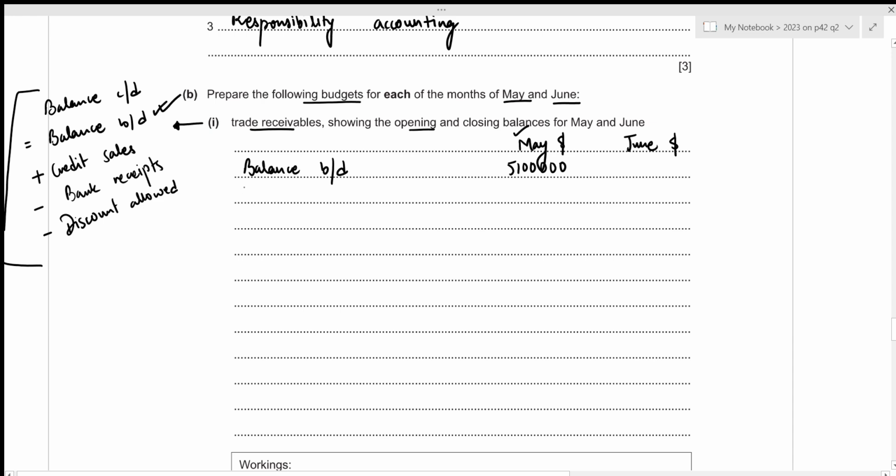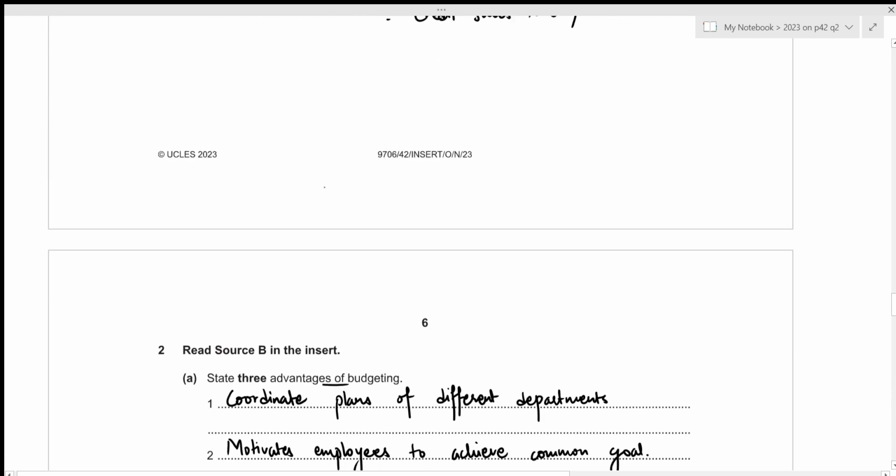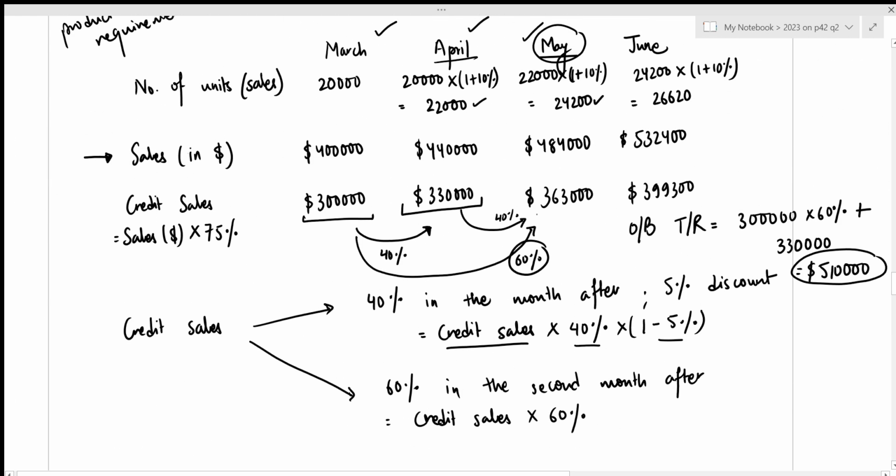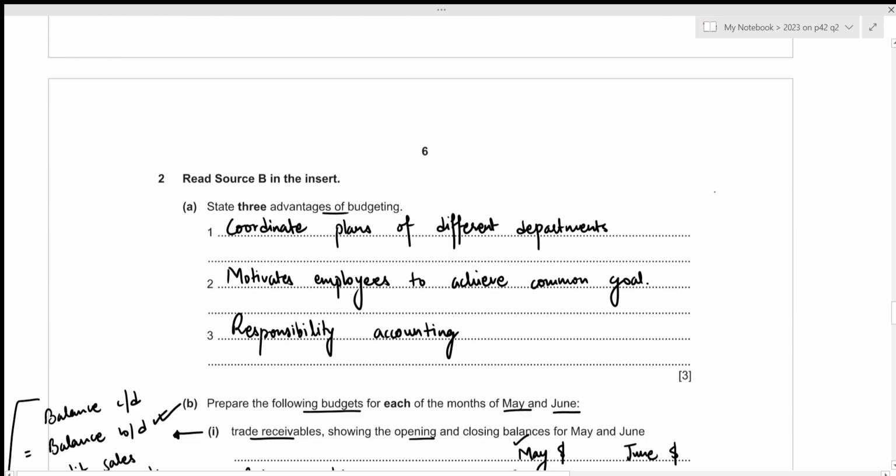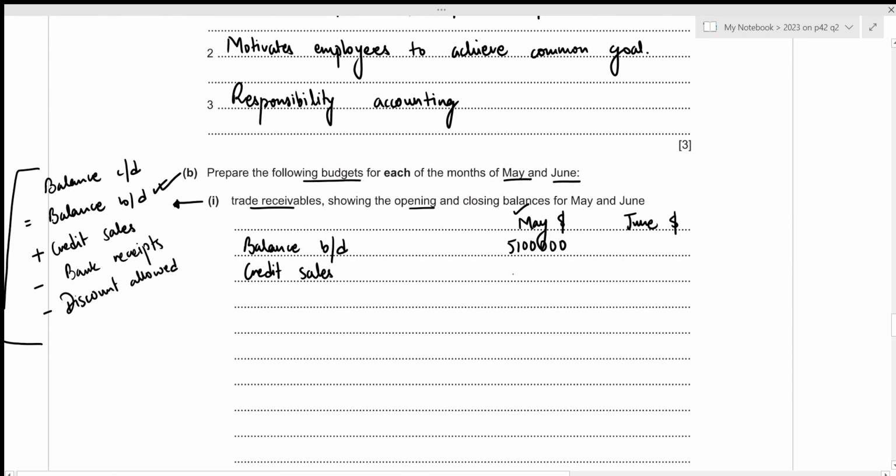Okay, now the next thing that we need to write down is the credit sales that we made in the month of May as well as June. And we have already figured this out to be 363,000 for May and 399,300 for June. Then we need to subtract any of our bank receipts. So this heading will include all of the receipts that we get in the month of May and June for the credit sales made.